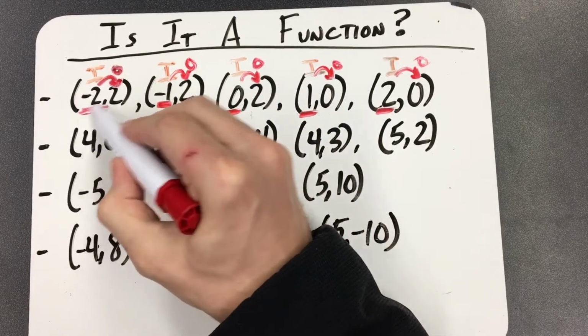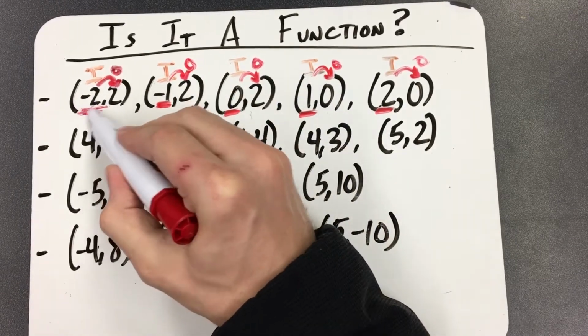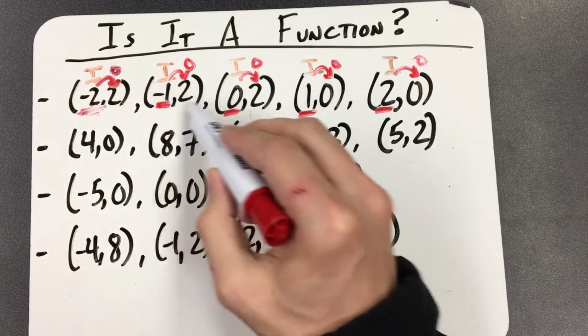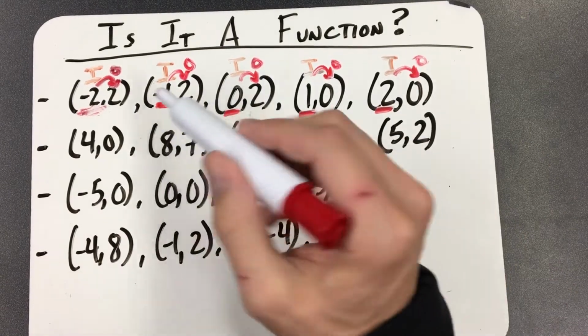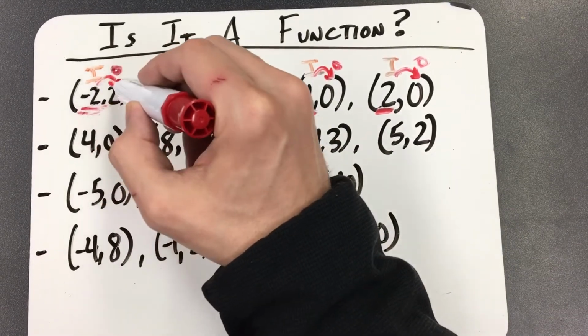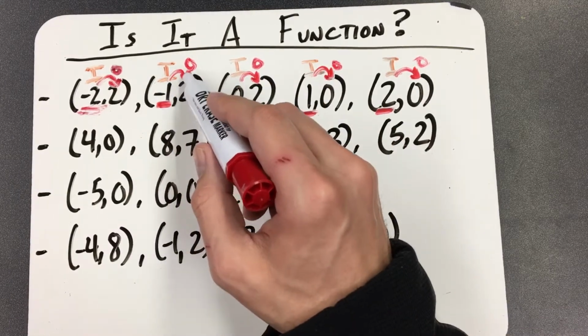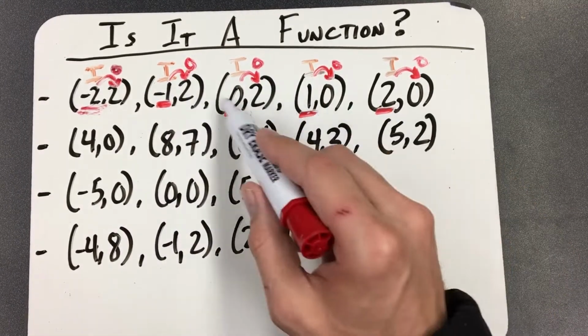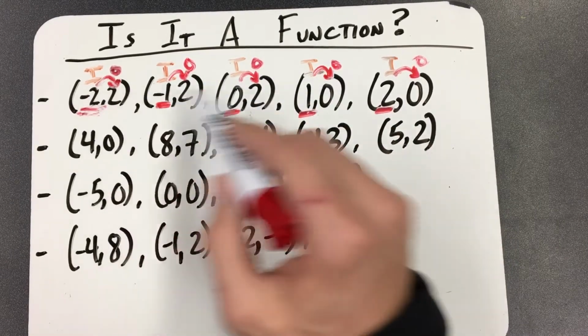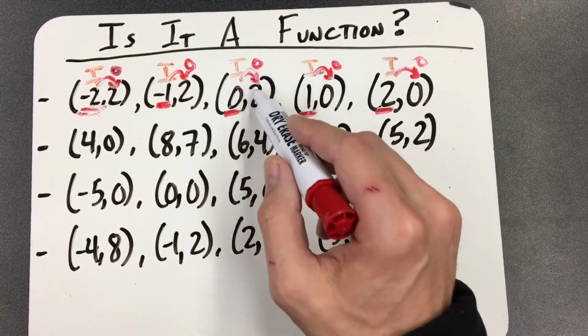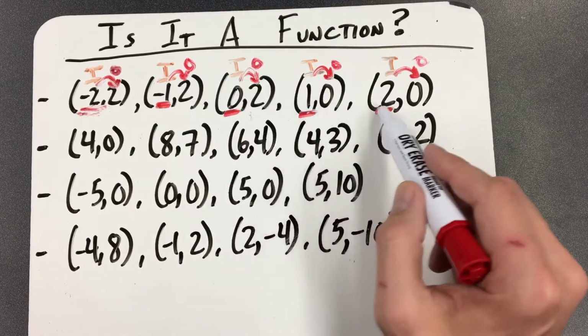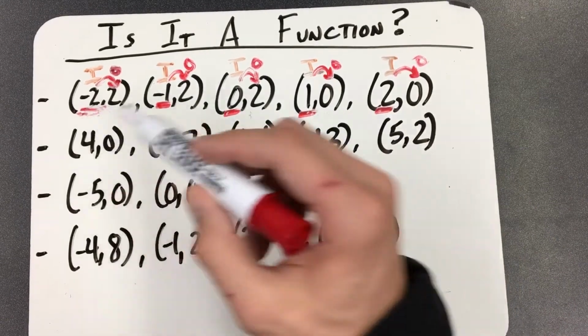Does -2 only have one output? Yes, it does. There are no other -2's in here as the input. -2 pairs up with one answer, and that's 2. -1, does it only pair up with one answer? Yes, there are no other -1's here. 0, does it only pair up with one answer? 0 pairs up with 2, and I don't see any other zeros in this list as inputs.